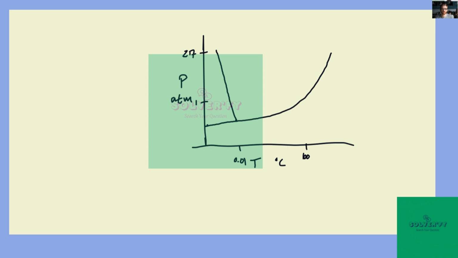Okay, so we need to label the triple point. That's just the point at which ice, water, and water vapor are all in equilibrium. So it's the point in which the lines that divide ice, water, and vapor all meet. That's right here. That's our triple point. Put TP for triple point.